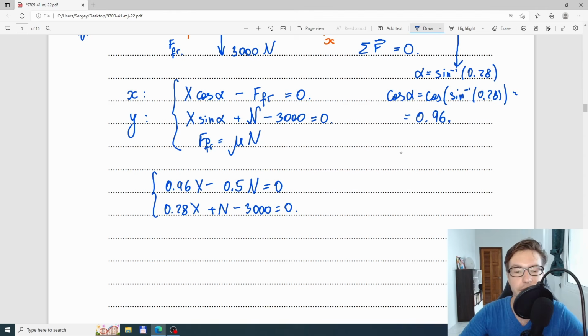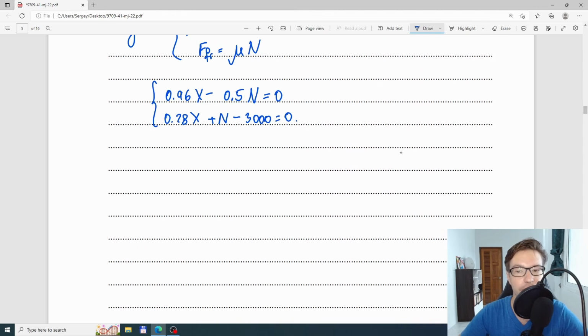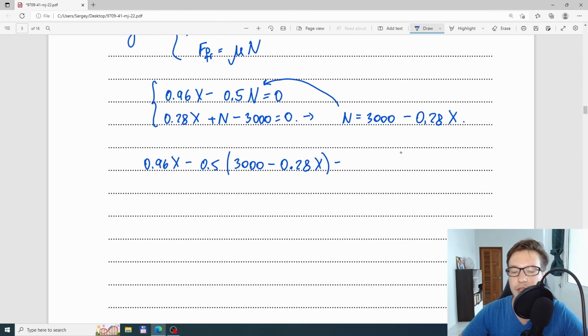Remember, we're looking for x, so we kind of have to get rid of n. And I will make n the subject of the formula from the second equation. So n equals to 3000 minus 0.28x, and substitute it into the first equation. So I'll get 0.96x minus 0.5 times 3000 minus 0.28x equals to 0.